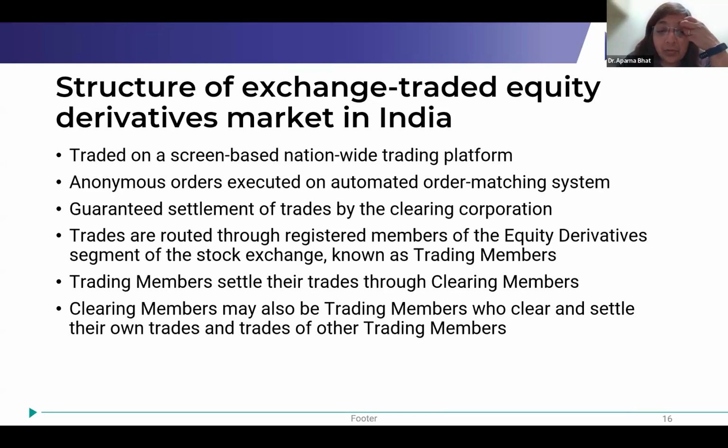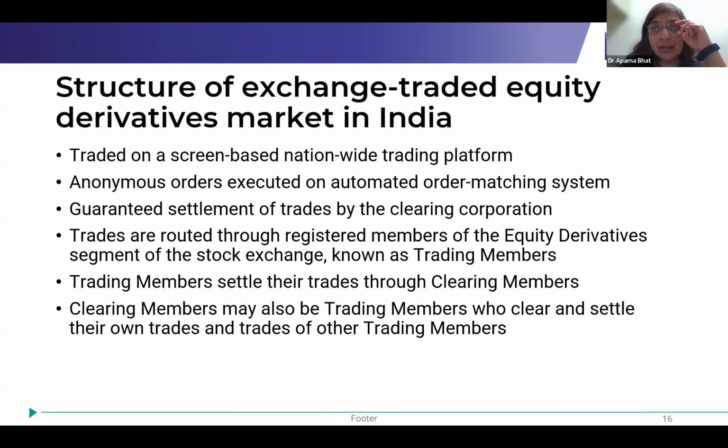Now, in the derivatives market, all trades have to be routed through registered members. We call them brokers, but all these brokers are basically registered members of the exchange. They are known as trading members. So every broker has to be a trading member of the exchange. He has to be registered with the exchange. And whenever you place an order as a client to buy or sell some derivative contract, this order has to be routed through the broker who is the trading member.